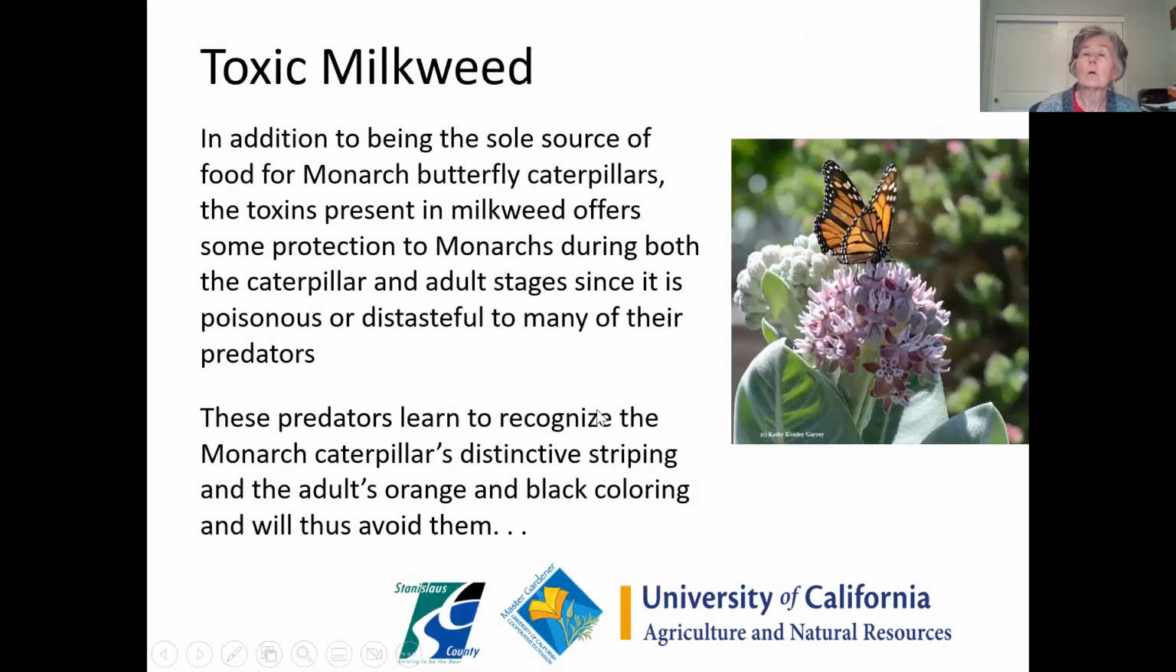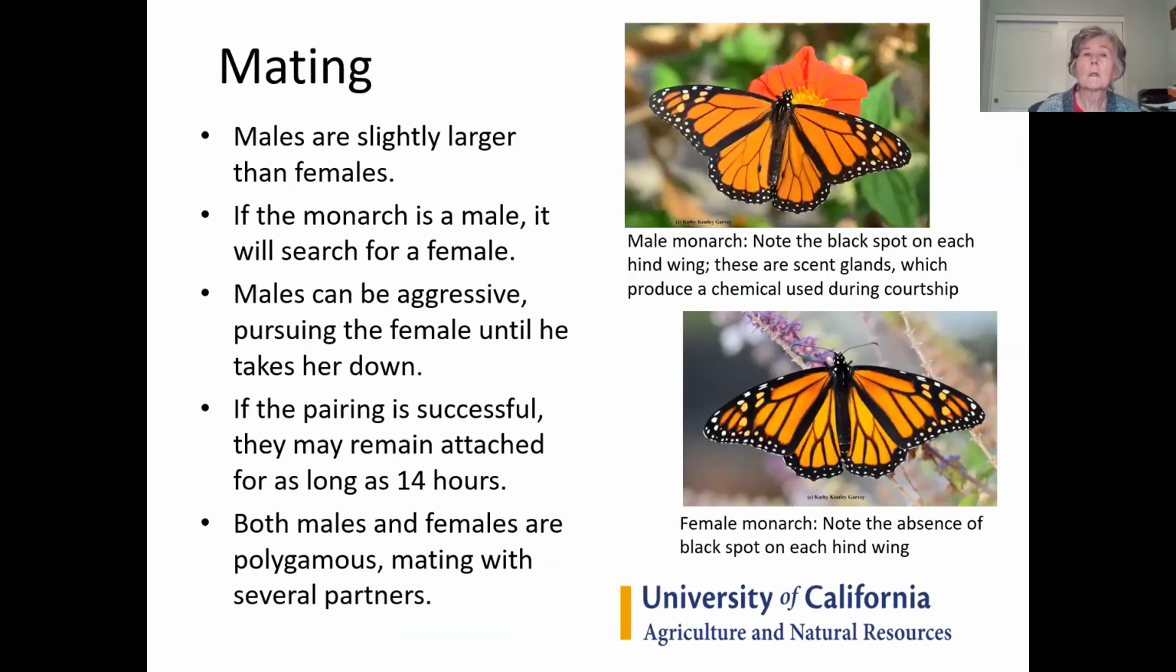So if the monarch is male, it will start looking for the female. Males can be aggressive, pursuing the female, taking her down. If the coupling is successful, they may remain attached for as long as 14 hours. They're both polygamous. They will be mating with several partners.